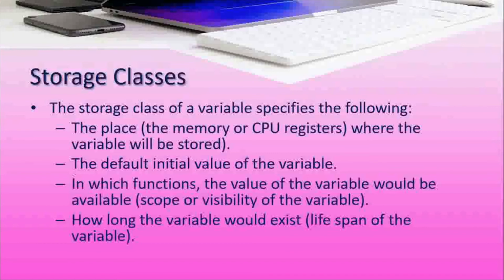How long the variable would exist, that is the lifespan of the variable. So those are the four different things provided by the storage classes. In the case of data type, when you are defining a particular variable, you have to give a data type. That is a compulsory thing.